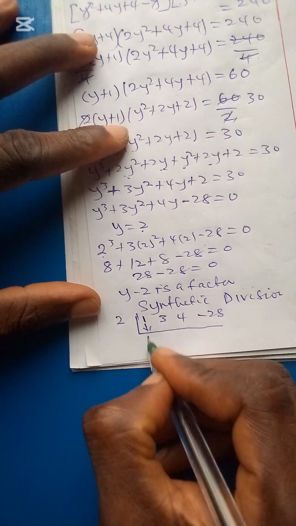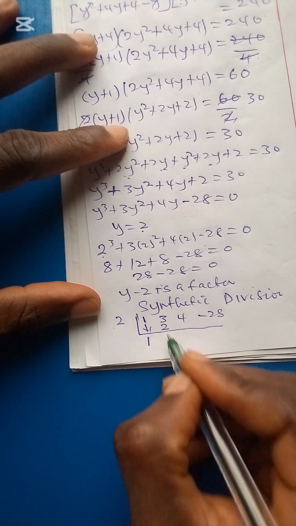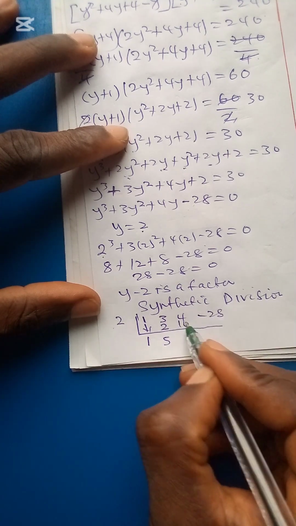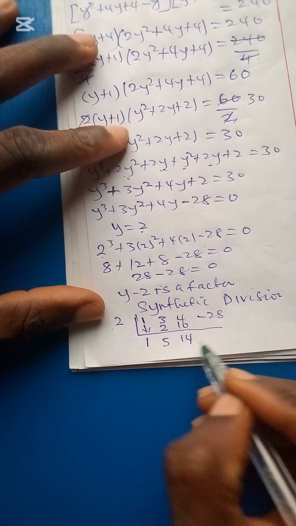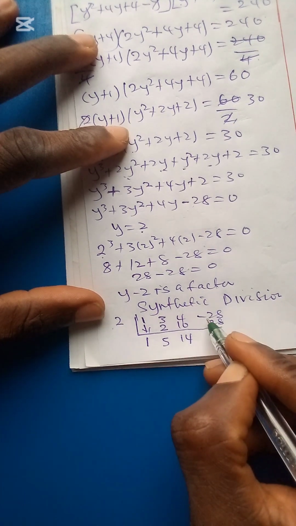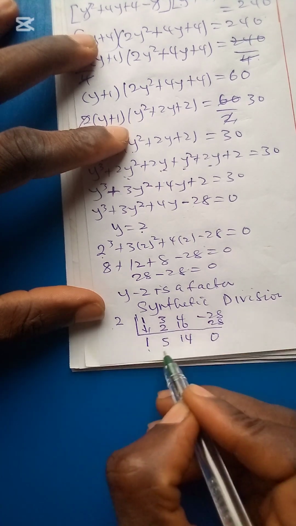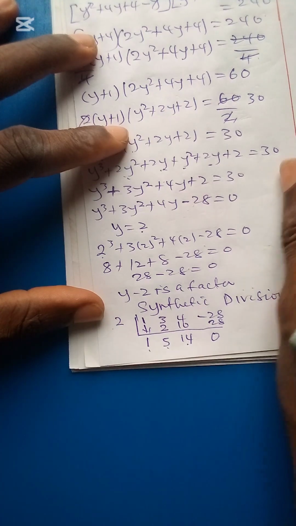So let me bring down this one. 2 times 1 is 2. I write it here. 3 plus 2 is 5. Then 2 times 5 is 10. 4 plus 10 is 14. And then 2 times 14 is 28. And minus 28 plus 28 will give us 0. So these are now the coefficients of another polynomial equation, which is quadratic.